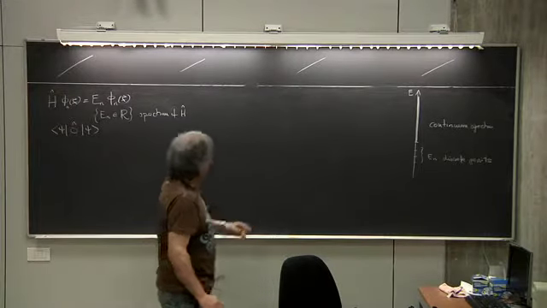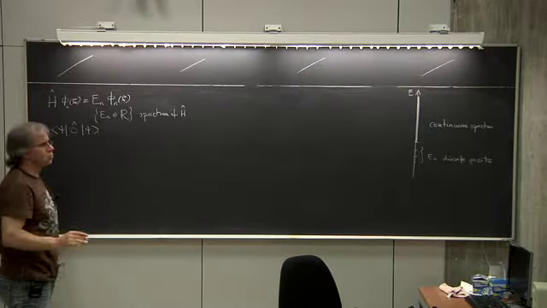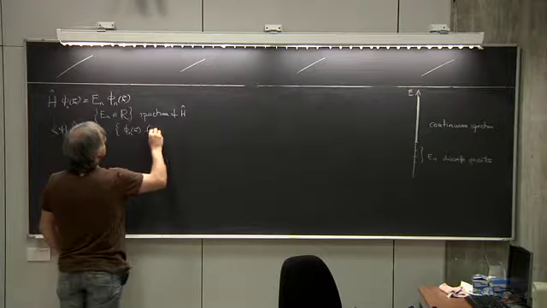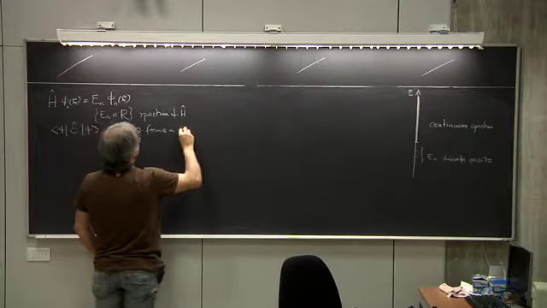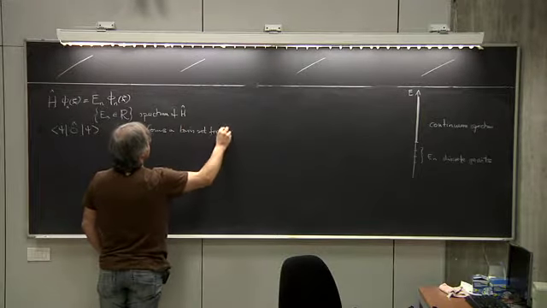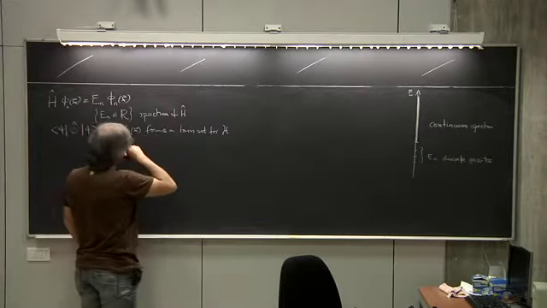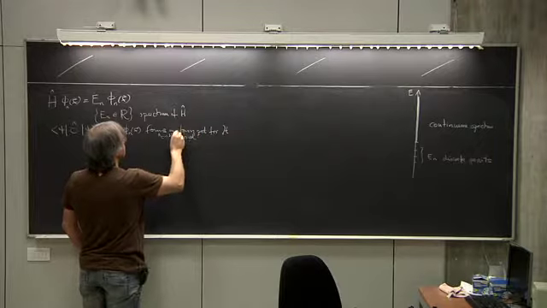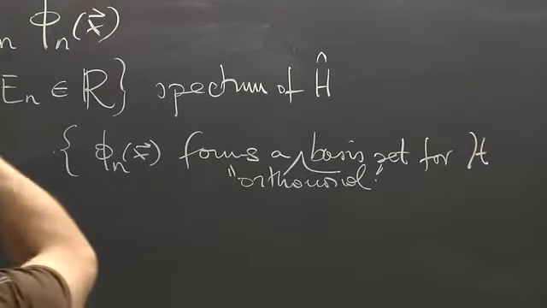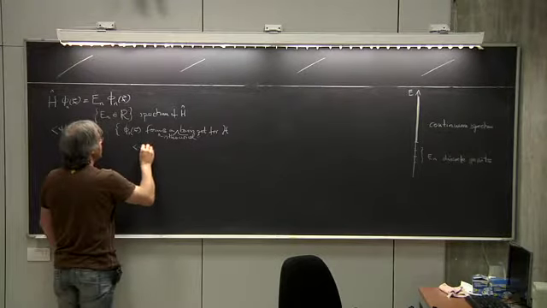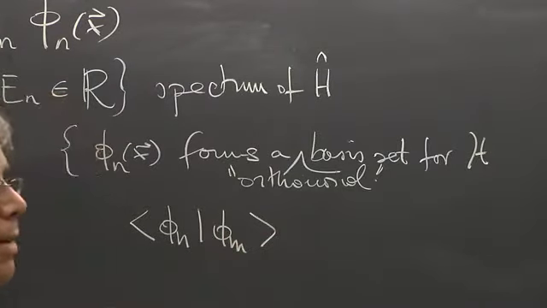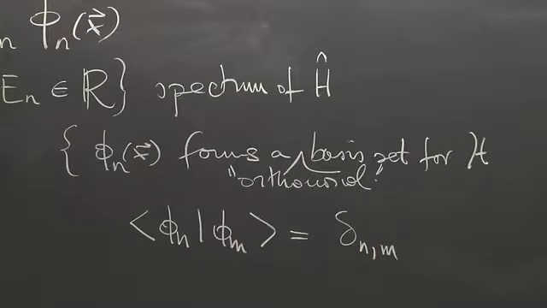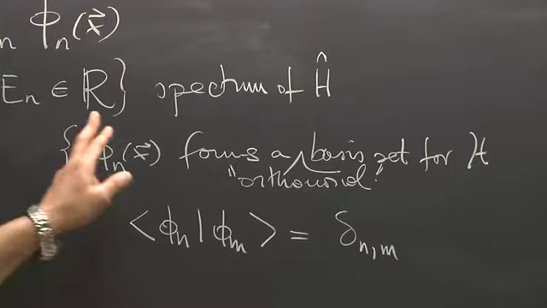Okay. By the way, another aspect of this theorem, which I'm not going to prove in any case, is that the set of all the states phi n of x forms a basis set for the Hilbert space H of the problem, okay, which can be made to be orthonormal. So in my loose notation with n being some label, what I say is that the scalar product of phi n and phi m, two elements of the basis, is either 1 or 0, essentially. Okay? So delta n m. One should be a little bit careful. This is true if the states are normalizable.